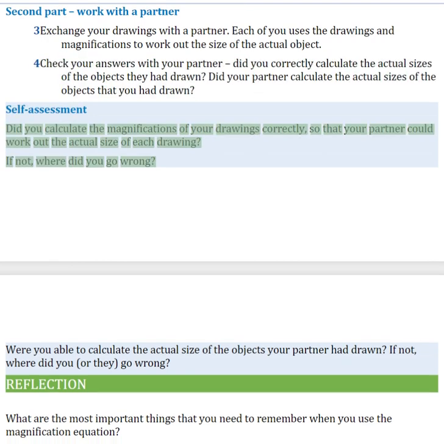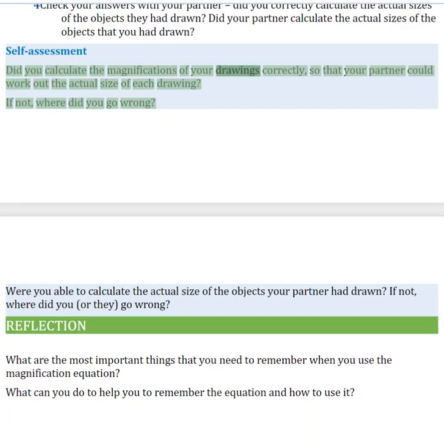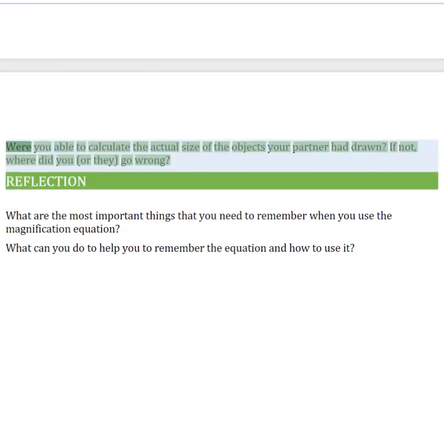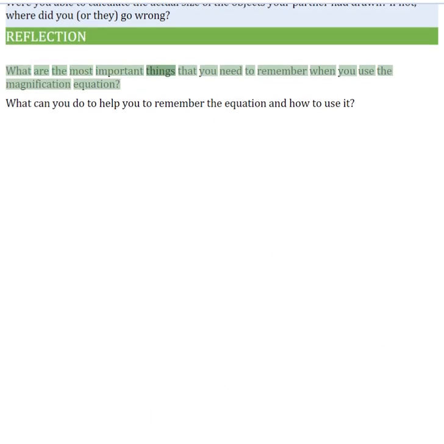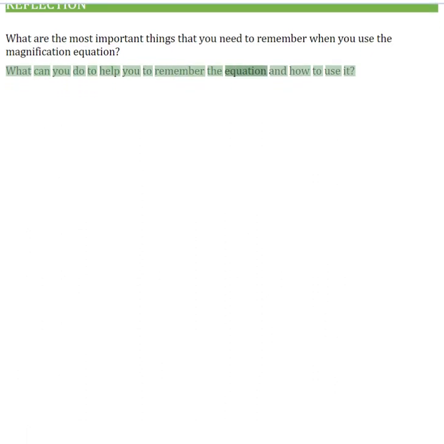Self-assessment. Did you calculate the magnifications of your drawings correctly, so that your partner could work out the actual size of each drawing? If not, where did you go wrong? Were you able to calculate the actual size of the objects your partner had drawn? If not, where did you go wrong? Reflection. What are the most important things that you need to remember when you use the magnification equation? What can you do to help you to remember the equation and how to use it?